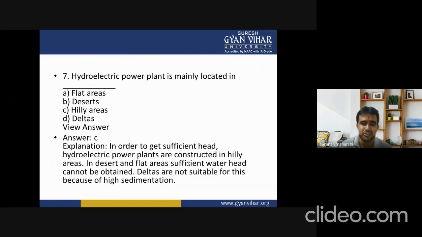In order to get sufficient water head, hydroelectric power plants are constructed in hilly areas. In desert and flat areas, sufficient water height cannot be obtained. Deltas are not suitable for this because of the high sedimentation.